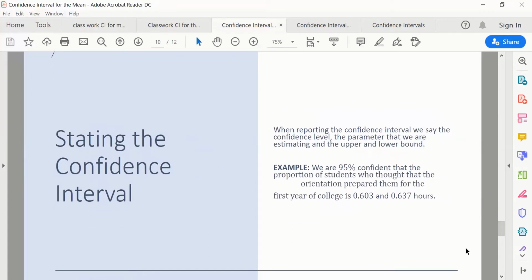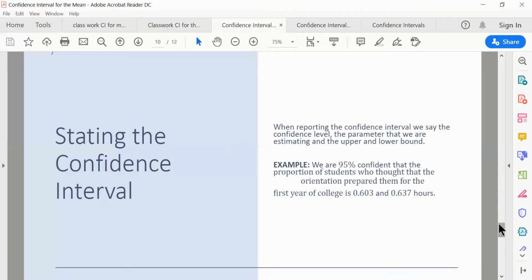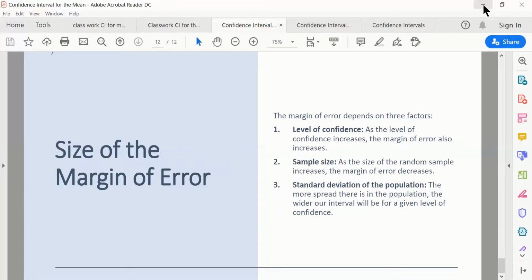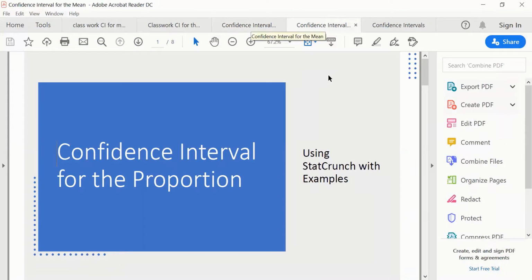And when we report, we say we're 95% confident that the proportion of students who thought that the orientation prepared them for the first year of college is between 0.603 and 0.637, and that's not hours. I think I did a little cut and paste in haste. Okay. We did that. And the same thing with the level of confidence and sample size. It still impacts the same way. So how do we calculate these? With StatCrunch.